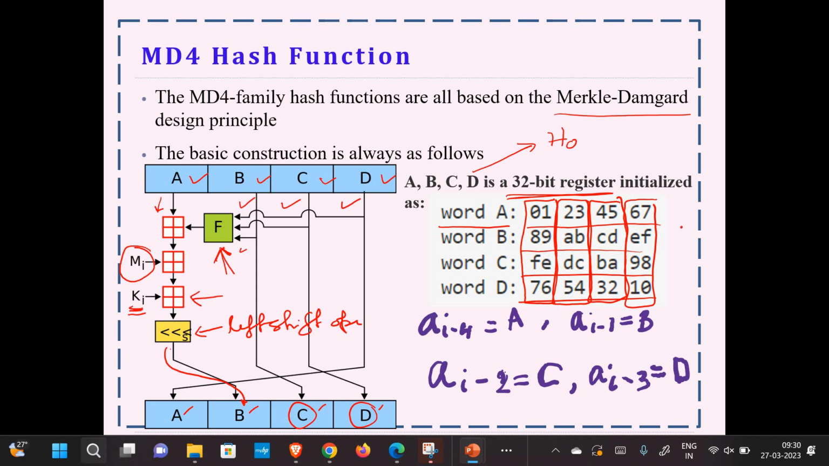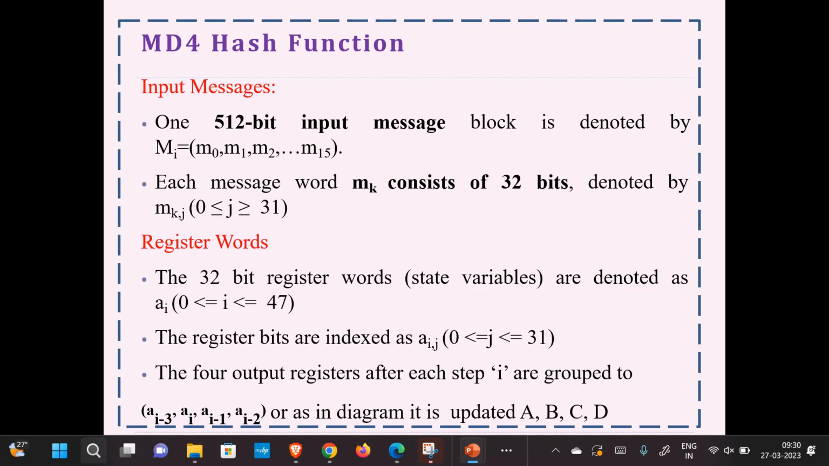All right. So first we have the initial word and we will go on doing this process. So let's see the description of it. First of all, one 512-bit input message block is denoted by MI. As I said, this is 512 bits that we are going to have, but the message digest will be 128-bit. The original message will be of 512-bit length. If the original message is smaller, then you have to pad it to make it 512. But why 512? Because we have to divide that equally. How are we going to divide? We are going to divide it using blocks of 32 bits each.